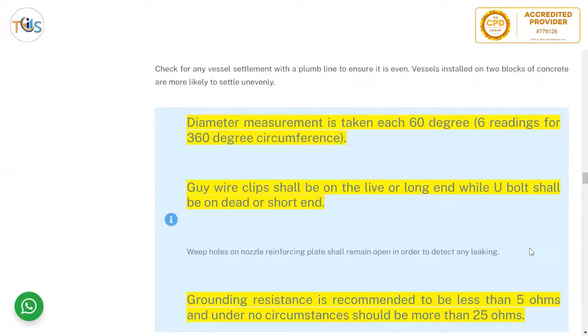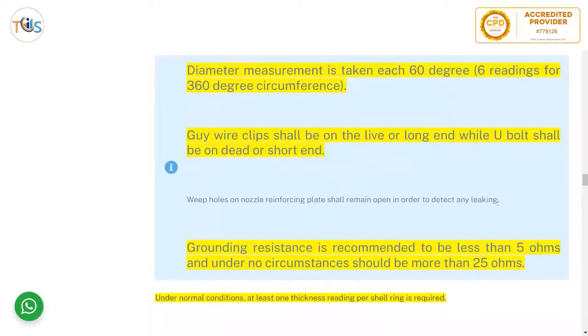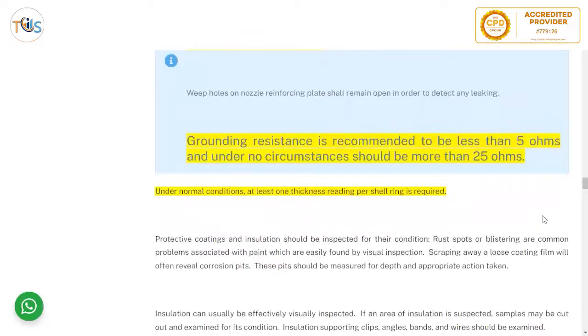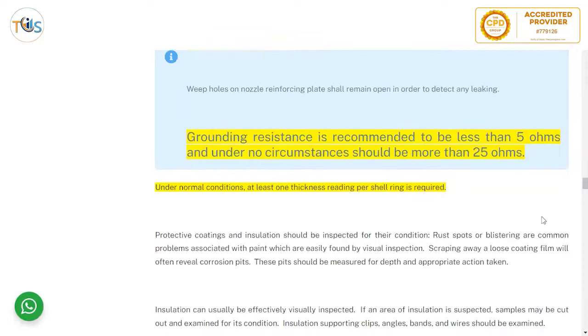shall be on the live or long end, while U-bolt shall be on the dead or short end. So this can be a potential exam question. Guide wire clips always on the live or long end, and U-bolt on the dead end or short end. Bleed holes on nozzle reinforcing plate shall remain open in order to detect any leaking. Grounding resistance, preferably 5 ohms, but under no circumstances more than 25 ohms. The earthing. Under normal condition, at least 1 thickness reading per shell ring.